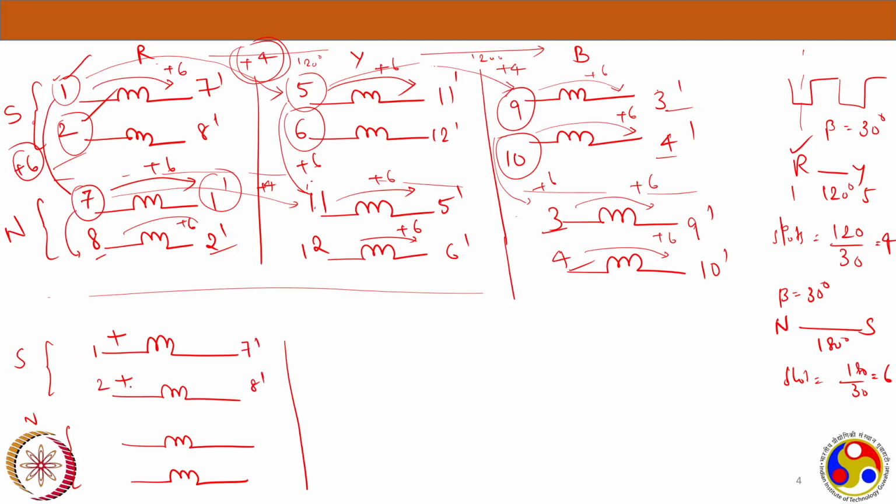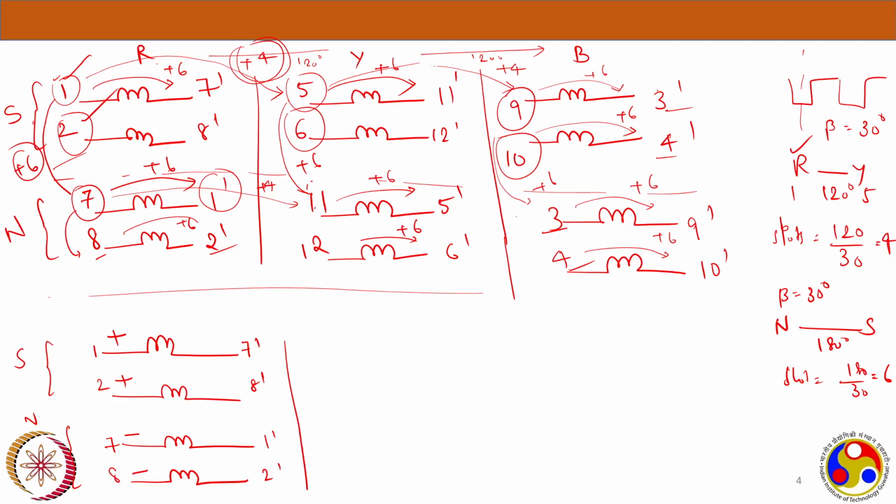If these two are positive, then these starting coils in the north must be opposite. They must be of negative polarity. So this will be negative and this will be negative. And this is 7, 1 dash, and this is 8 and 2 dash. So see, all the four coils of R phase are completed in this three phase winding.